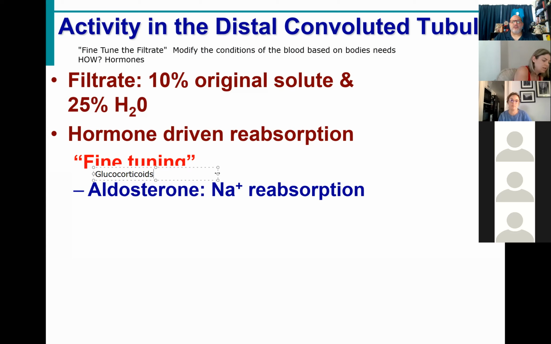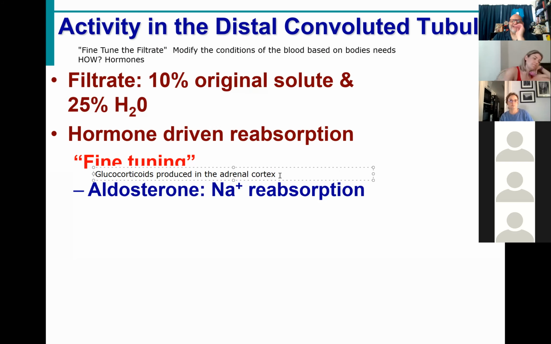Where were those glucocorticoids produced again? The renal cortex. Okay, so not the renal cortex. It wasn't a cortex. Adrenal cortex. Say again. Adrenal cortex. Excellent.